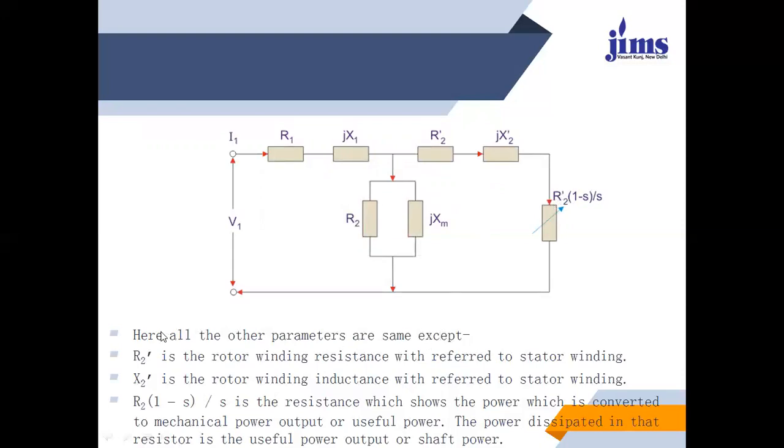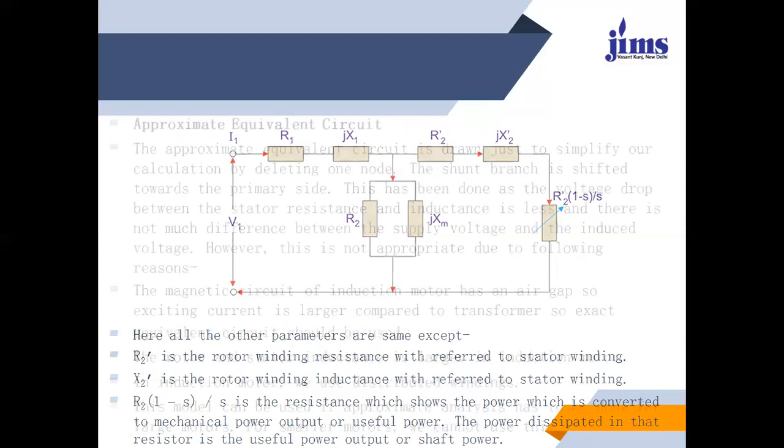Here all the other parameters are the same, except R2 dash is the rotor winding resistance referred to the stator winding. Similarly, X2 dash is the rotor winding inductance referred to the stator winding. R2 into (1 minus S) upon S is the resistance which shows the power converted to mechanical power output, or useful power. The power dissipated in that resistor is the useful power output.